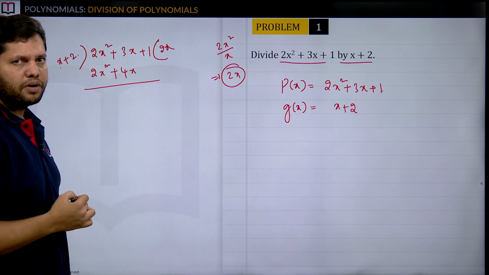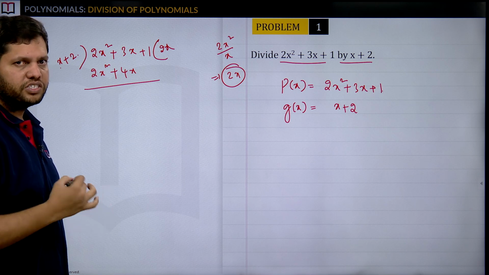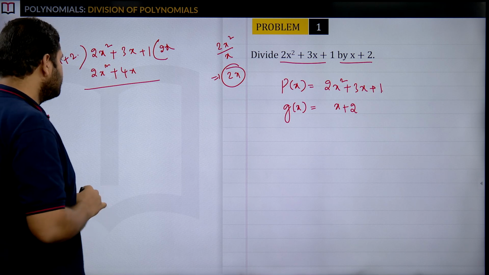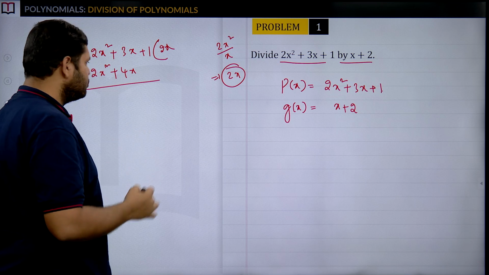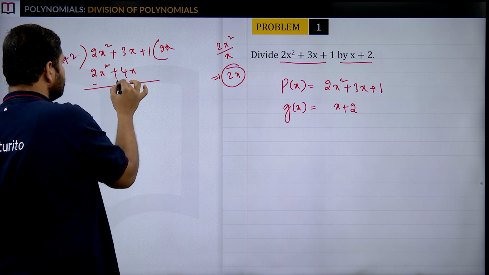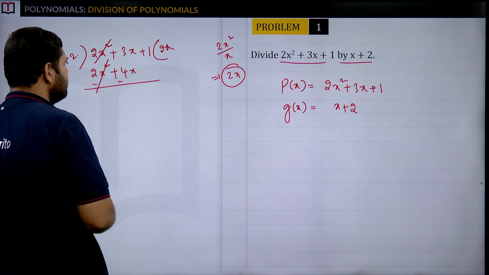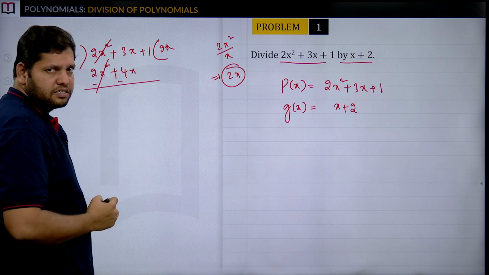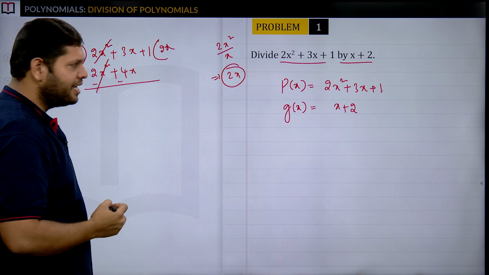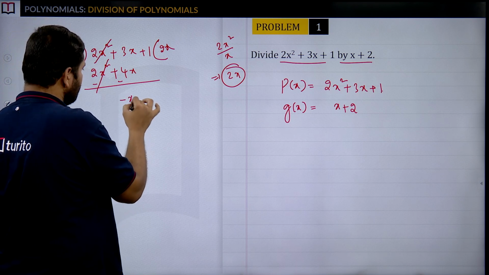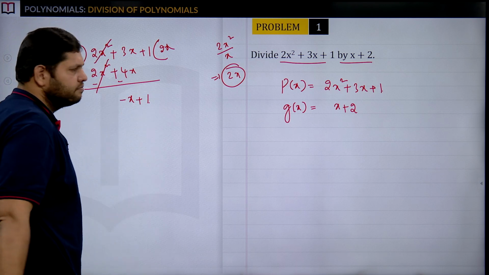Whenever you do subtraction, what happens, children? The signs will change, isn't it? Plus becomes minus and minus becomes plus. So we write a minus symbol here and a minus symbol here. Plus 2x square minus 2x square gets cancelled. 3x minus 4x, what is 3 minus 4, children? A minus x. And this is plus 1.